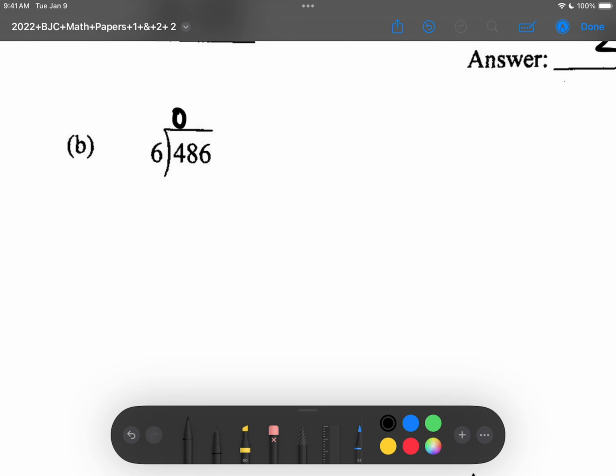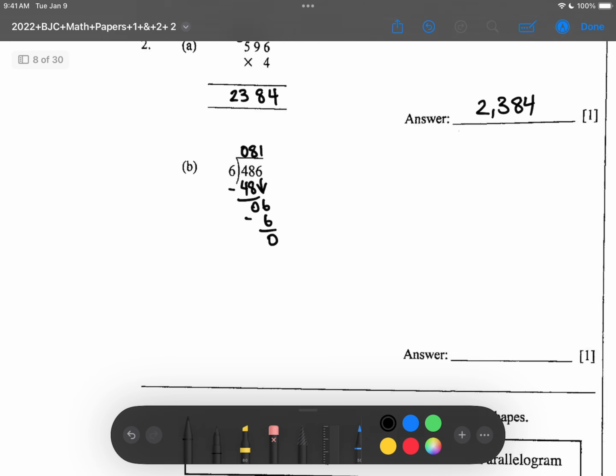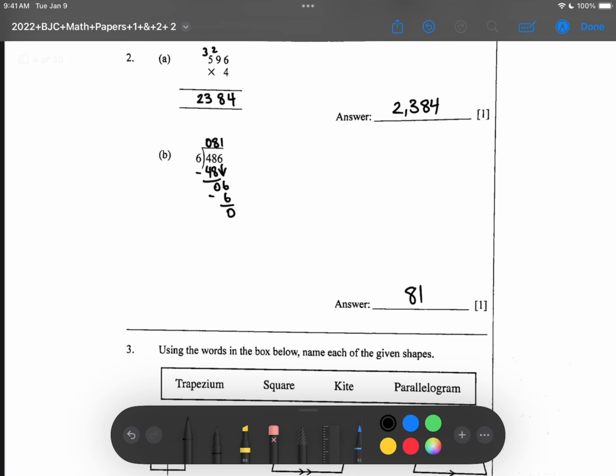Moving on, division. 6 can go into 4 0 times. 6 can go into 48 8 times. 6 times 8 is 48. Subtract. Left with 0. Bring down the 6. 6 can go into 6 1 time. Subtract. Left with 0. So our answer is 81.